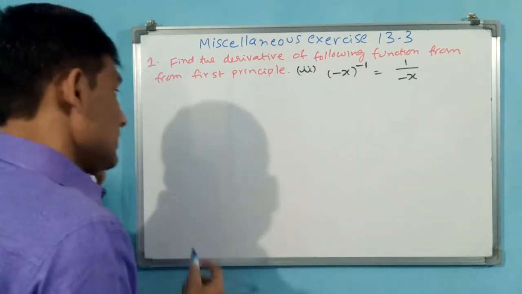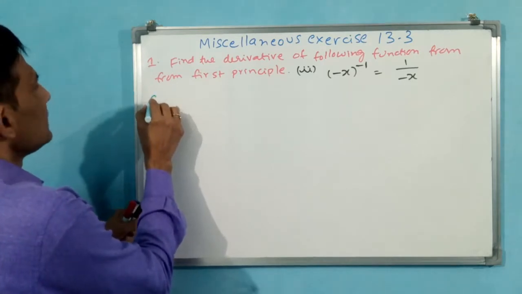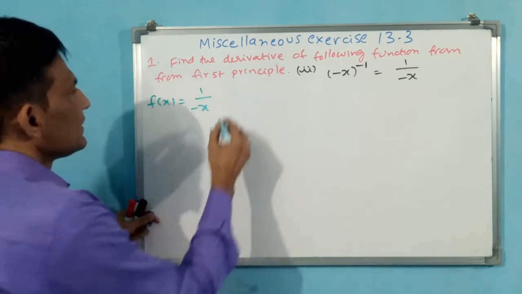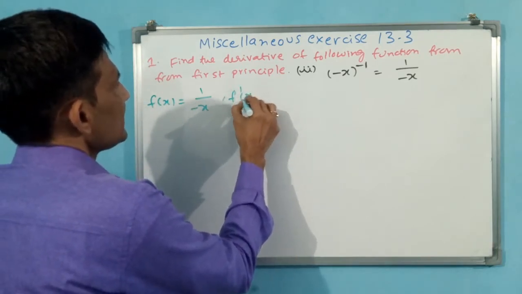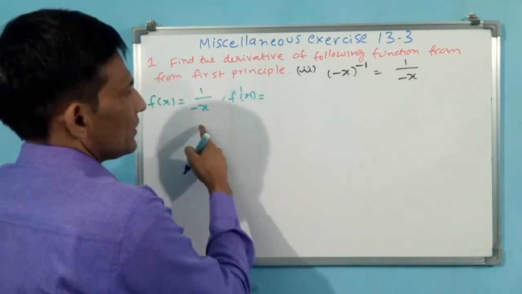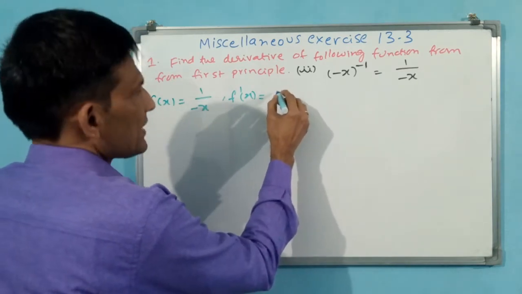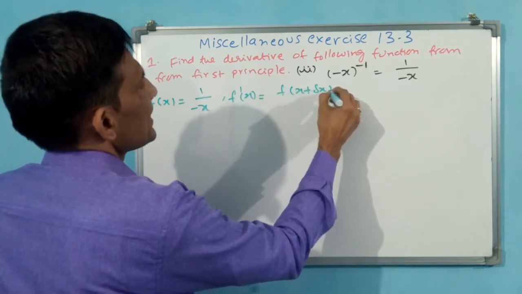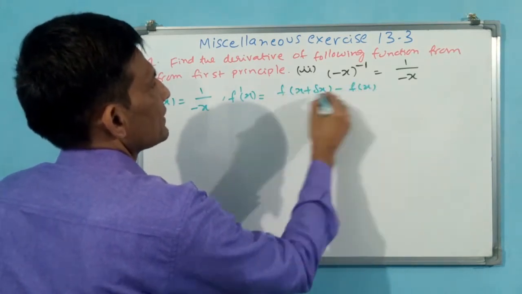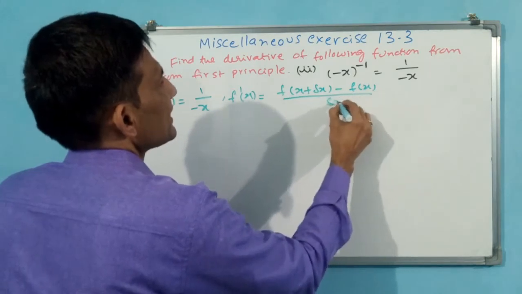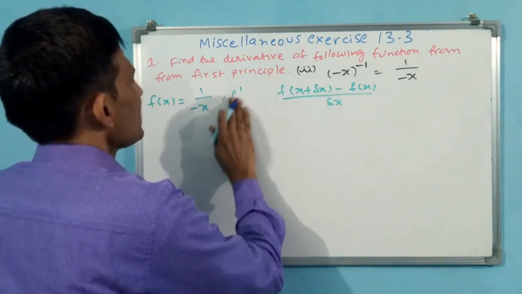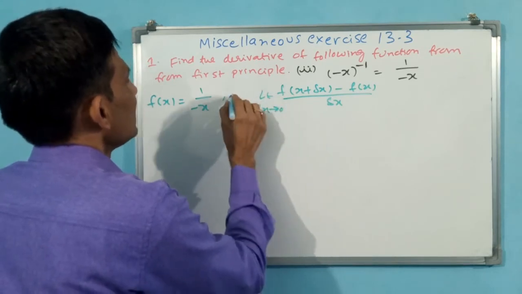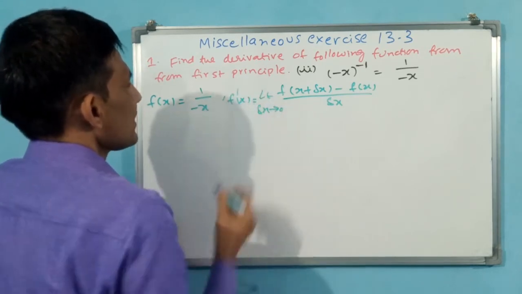Write down first. f of x is equal to 1 by minus x. f dash x is equal to, you see, first of all let us write the formula. f of x plus delta x minus f of x whole divided by delta x, and here limit delta x tends to 0 we have to write. Limit delta x tends to 0, f dash x.